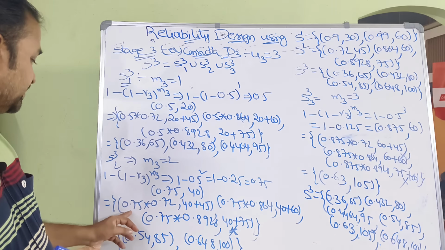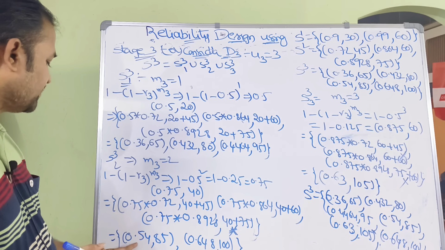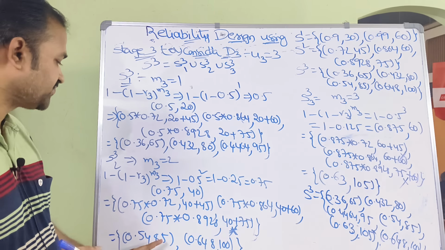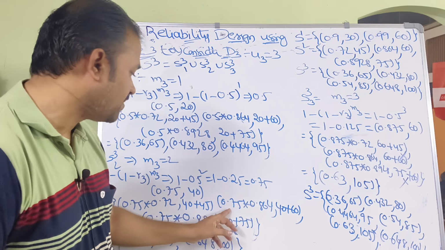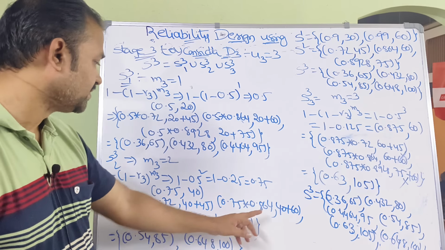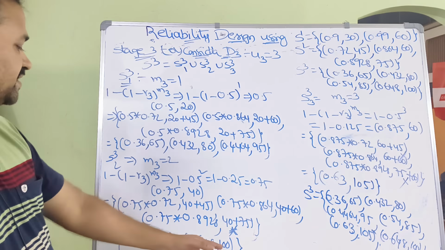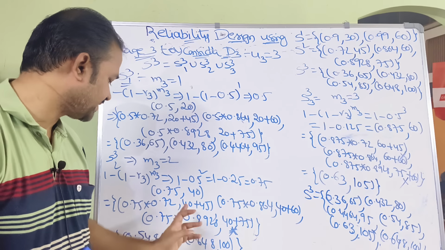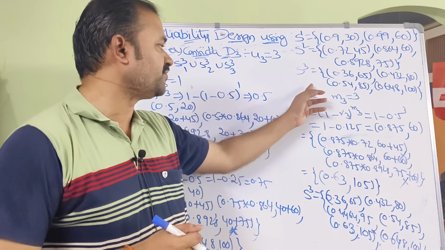So next we will get 0.75 into 0.72 means 0.54. 40 plus 45 means 85 comma. If we do this multiplication we will get 0.648 comma 40 plus 60 means 100. So we have to remove this pair. Likewise, calculate S power 3.